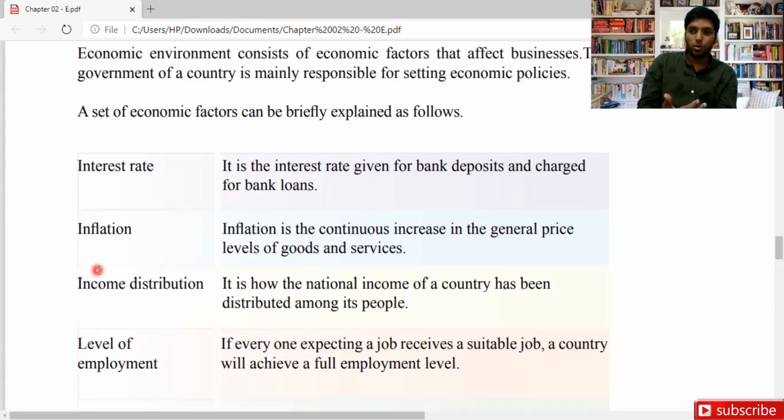Because if you are going to sell a big car, a luxurious car, you target the rich people. If you are going to sell a Maruti Suzuki, a normal car, which targets middle income earners, then of course you need to know their income distribution.